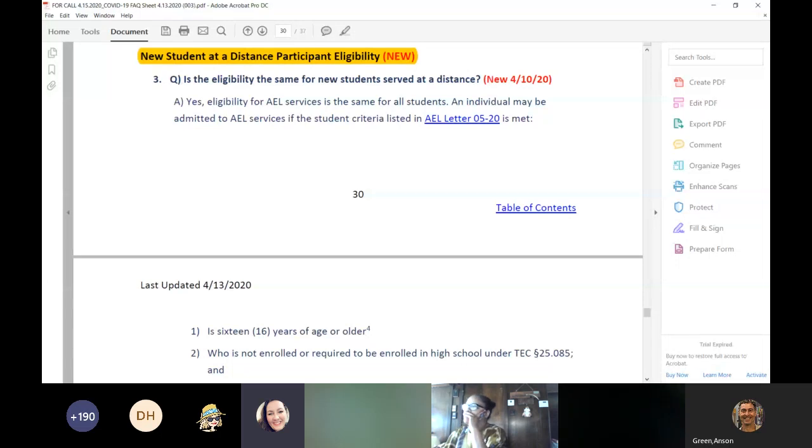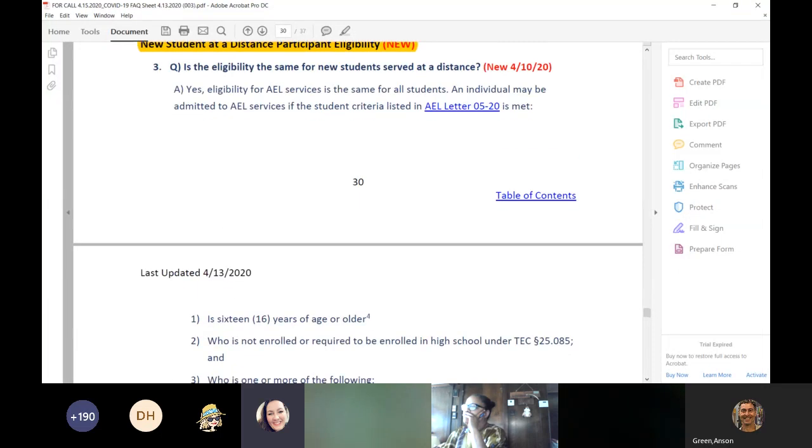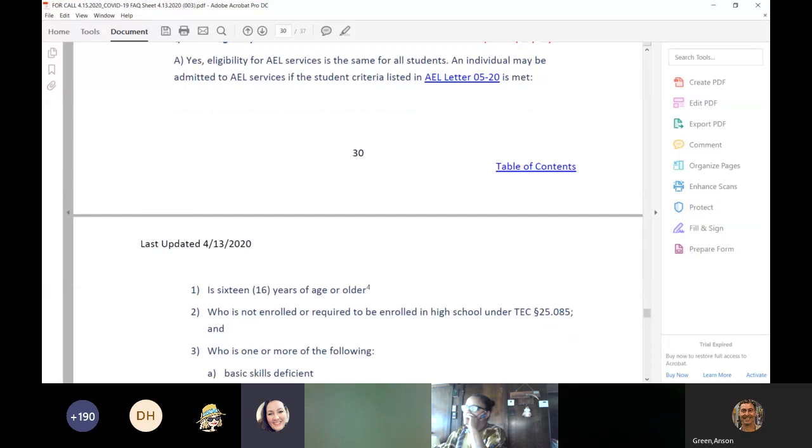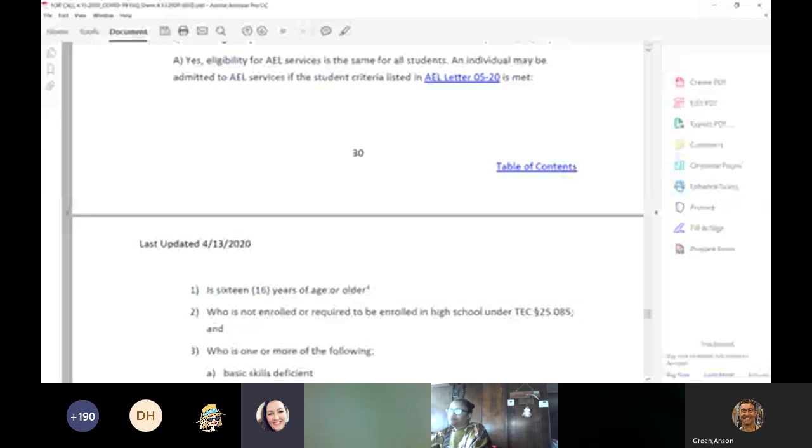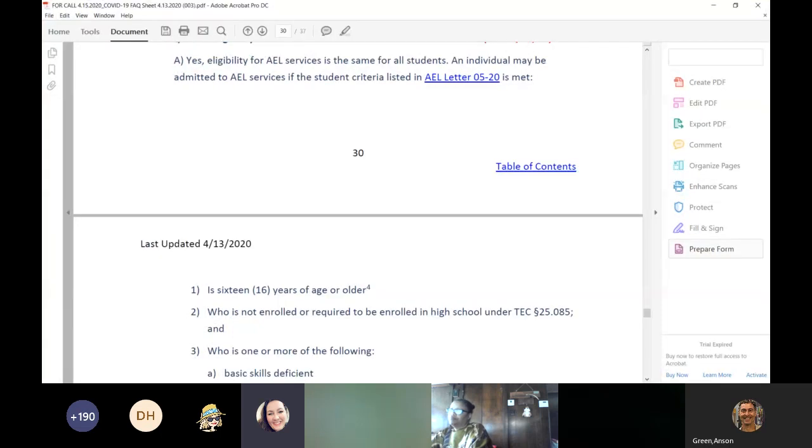We've got some additional information in AEL letter 0520. And this is where we went back to the original language and aligned our language back to original statute that basically says to be eligible for AEL services, 16 and up, out of school, they are basic skills deficient, they lack a high school diploma or a secondary school credential or its equivalent, or they're an English language learner. So those things in terms of how we are determining eligibility haven't changed.